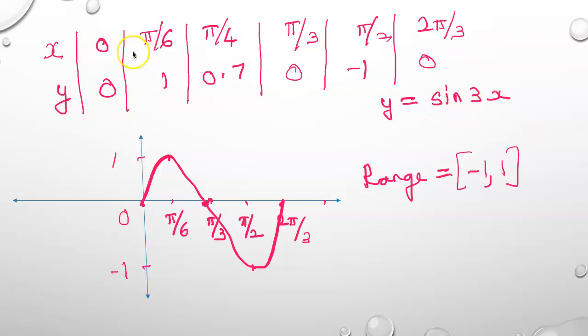So y is sine 3x, sine 0 is 0, at pi by 6 it is sine 3 into pi by 6 which is sine pi by 2 which is 1. At pi by 4 it is sine 3 pi by 4 which is 0.7. At pi by 3 it is sine pi which is 0. At pi by 2 it is sine 3 pi by 2 which is minus 1. And at 2 pi by 3 it is sine 2 pi which is 0. So the graph comes somewhat like this: 0 at 0, 1 at pi by 6, 0.7 at pi by 4, 0 at pi by 3, minus 1 at pi by 2 and 0 at 2 pi by 3. And the range is the closed interval minus 1 to 1.